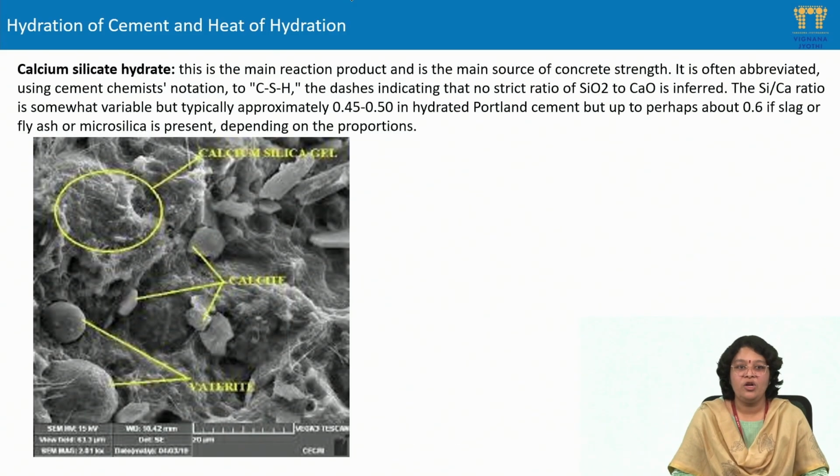So CSH, we all know, is the main critical compound which enhances the strength of the concrete. It replicates the tobermorite mineral and has the shape of a tobermorite mineral, so we call it a gel. The formation of this CSH results in the strength gain of the cement matrix.